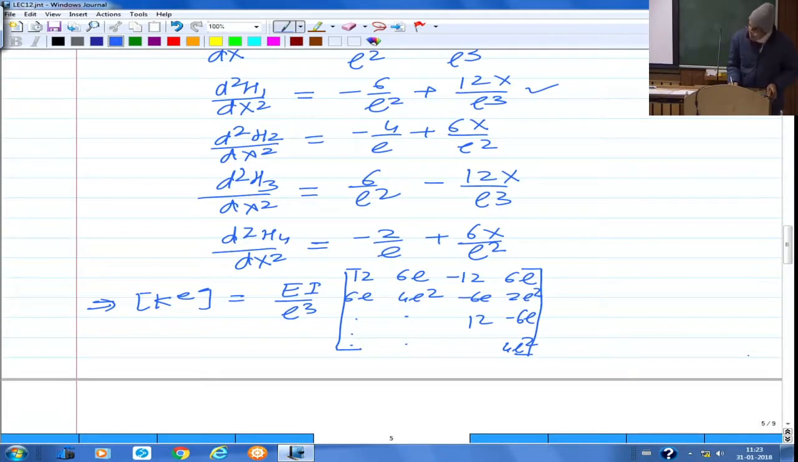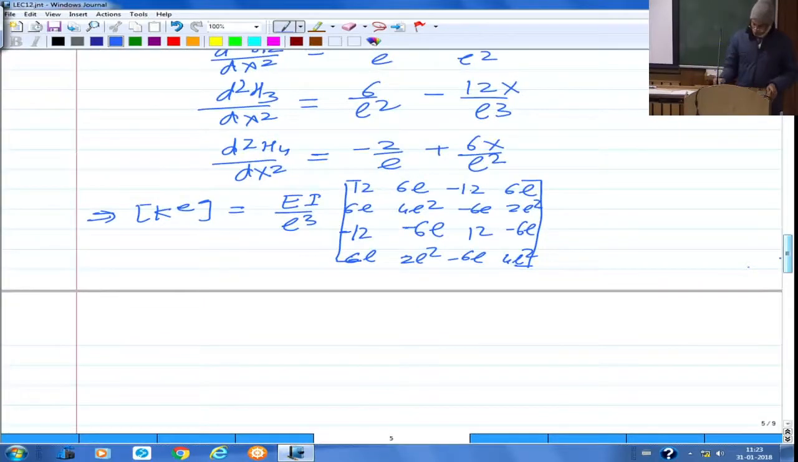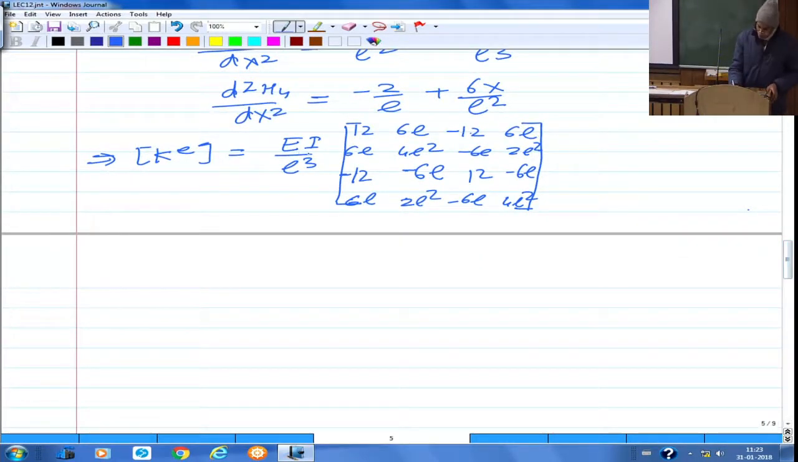Symmetric meaning, let me write that, so this is minus 12, similar to this, and then this is similar to what we have here, which is minus 6L, and then this is 6L, here it is 2L square, then minus 6L. So this is your stiffness matrix. You will again see that it's a symmetric matrix, and the diagonal elements are positive, but the off diagonal elements can be positive or negative. Some of the off diagonal elements are positive, some of them are negative. So this is your element level stiffness matrix, which is 4 by 4 for EI constant.